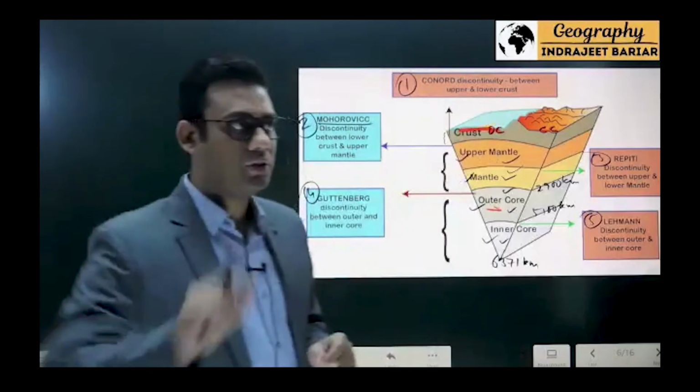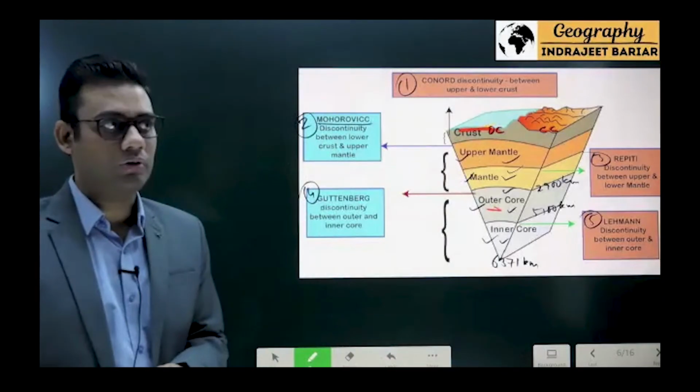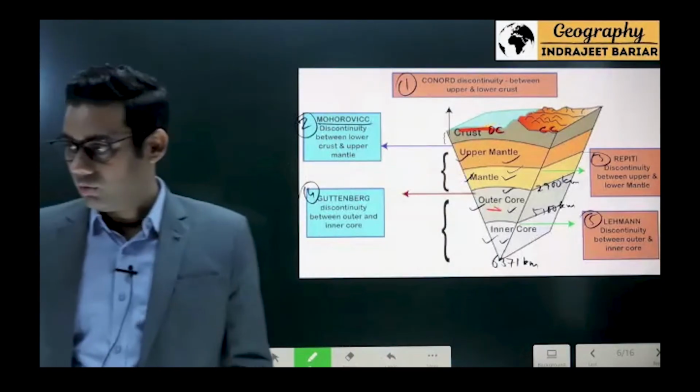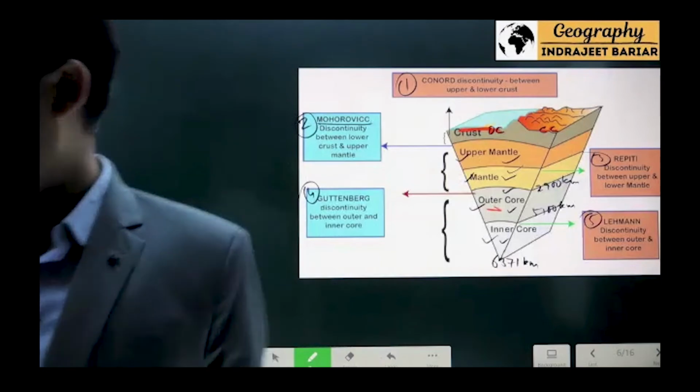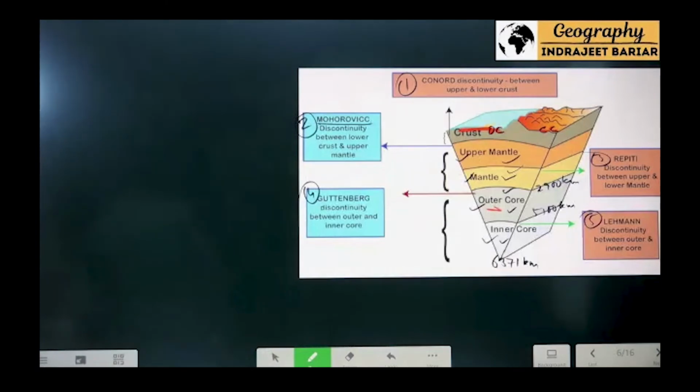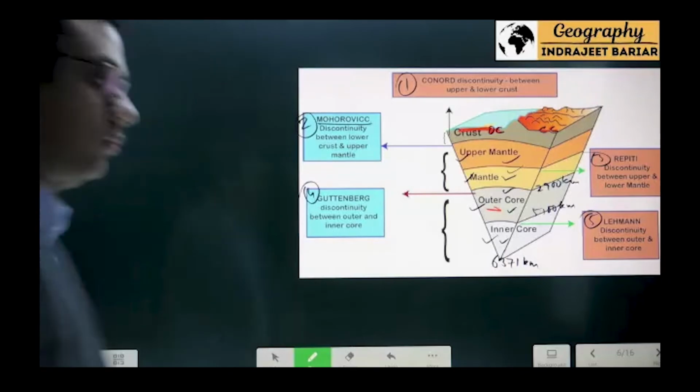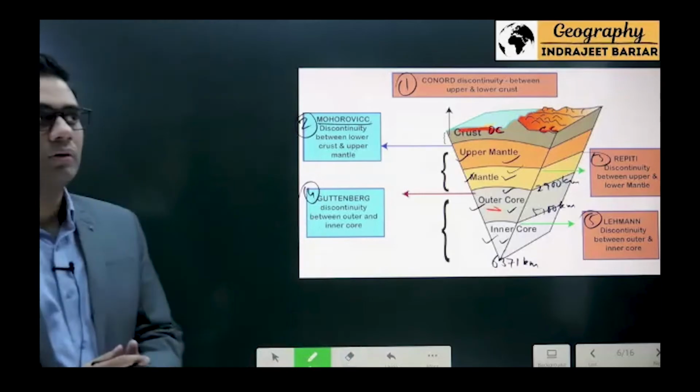So for the next question, just mention there, name of discontinuities. Under the question list, next question, name of discontinuities.